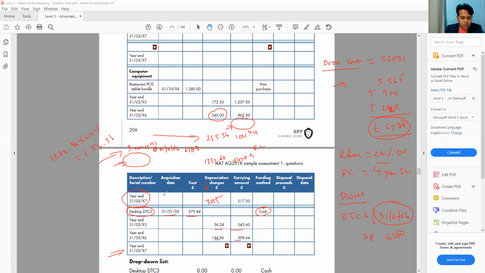So total cost, we can see here 579.84. 579.84 divided by 4, that will give you the depreciation for 1 year. Divided by 12 times by 9, that will give you the depreciation for 9 months. So you need to say 579.84 divided by 4, that will give you the depreciation for 1 year.